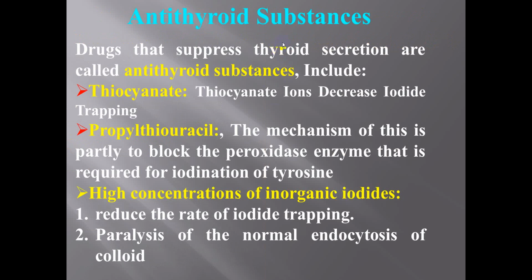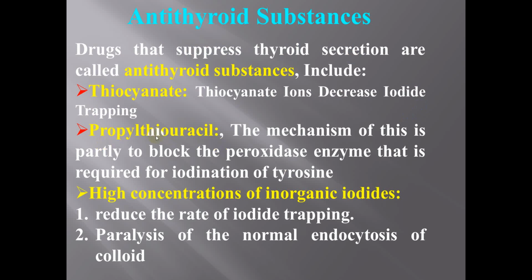Anti-thyroid substances, drugs that suppress thyroid secretion when there is overproduction of the cell. When there is a pathological case called hyperthyroidism, we need drugs to suppress thyroid secretion called anti-thyroid substances. These include thiocyanate. Thiocyanate ion decreases iodide trapping, and if there is decreasing of iodide, thyroid hormones will not be synthesized.